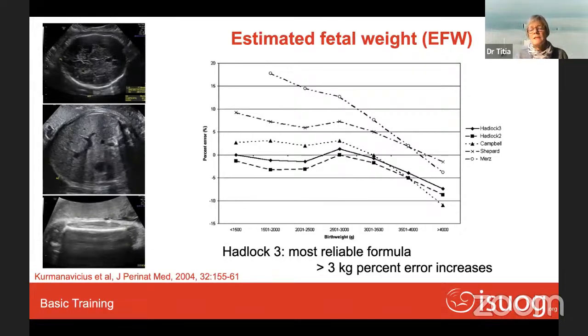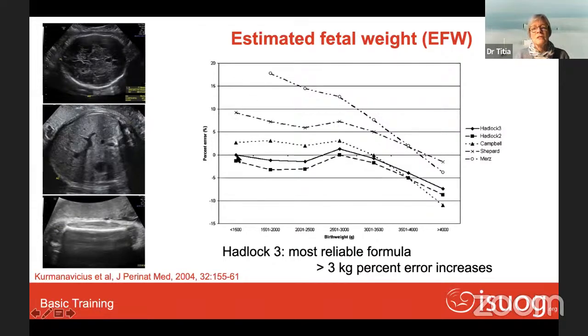And these formulas have been investigated very thoroughly. And it was proven that, you know, for the estimate of fetal weight, you take the head circumference, the abdominal circumference, and the femur length. And it was proven that actually the Hadlock 3, which takes into account the head circumference, abdominal circumference, and femur length, is the most secure and has the least errors in estimating fetal weight.